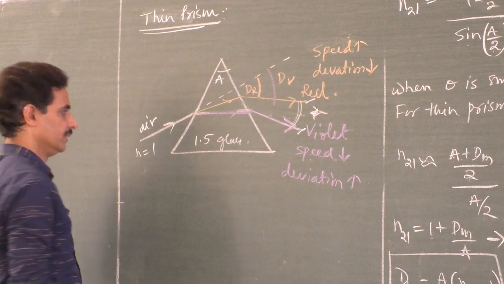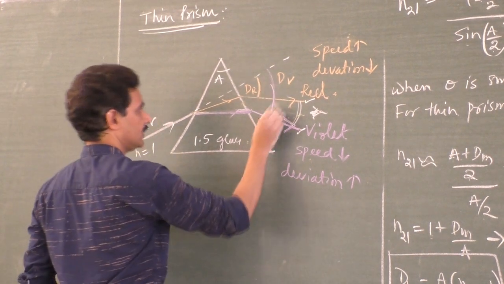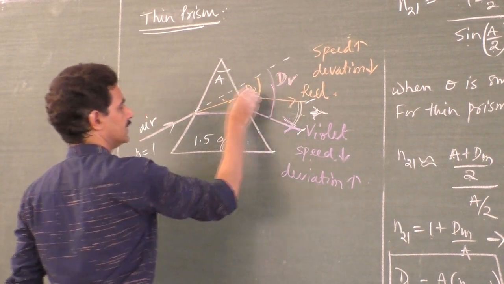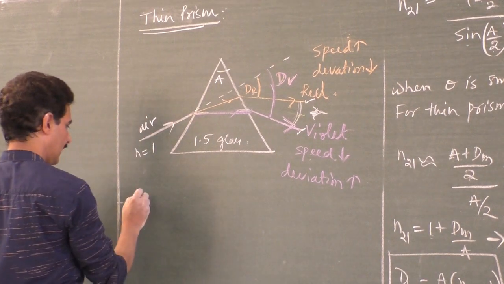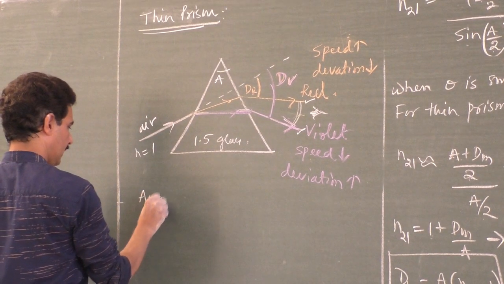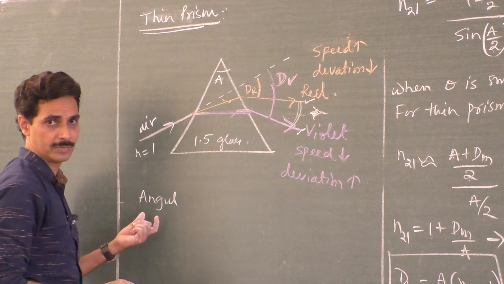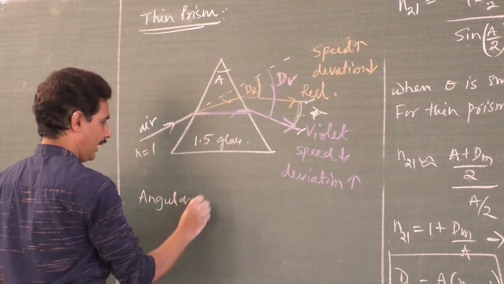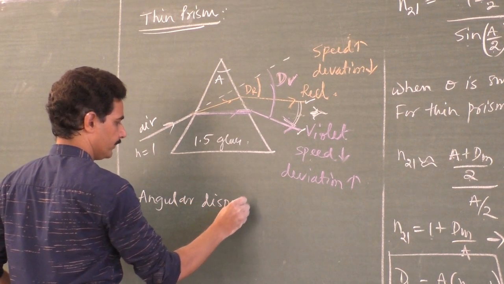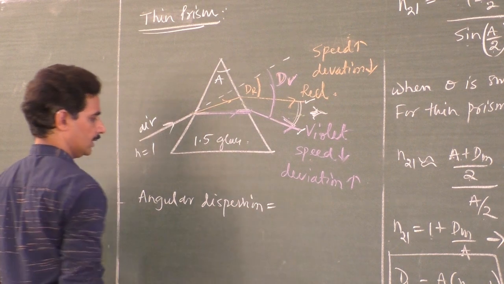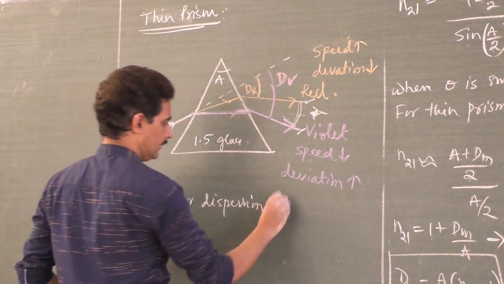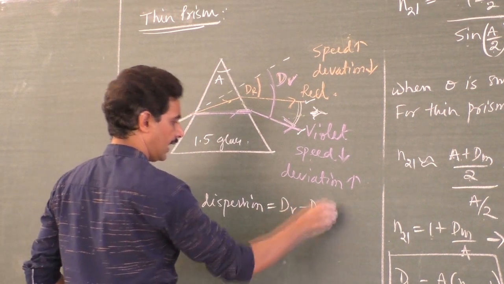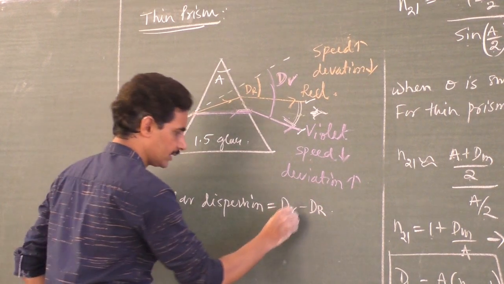What is that angle? This is the deviation for violet, and this is the deviation for red. So that is called angular dispersion. Of course, this is not in theory. Please do remember that this is not in theory. Angular dispersion is equal to dV minus dR, and it is not always defined only for violet and red.